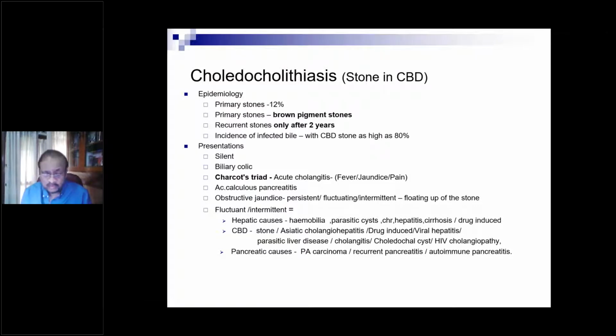If you talk about an intermittent, it basically means what? From 5 it comes to 1, then again rises to 3, comes back to 1, again rises to 7. So it has to reach the baseline at some point. That is an intermittent jaundice. All right. The fluctuant basically never reaches the baseline at any point of time.